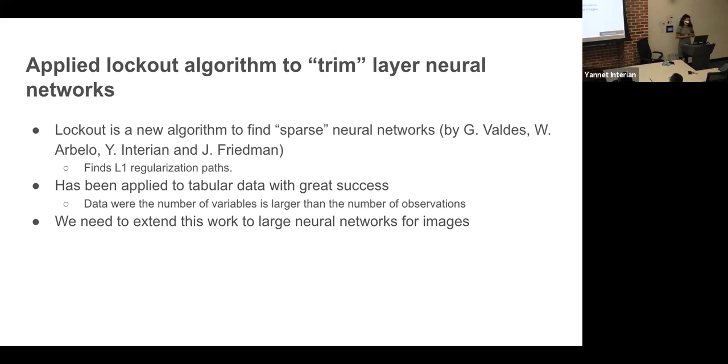And now what we want to do is apply this to larger neural networks for images. So we would like to understand how well this will work. If any of you have worked with lasso or lasso path, this algorithm is like a lasso path for neural networks. So you can have an arbitrary number of penalizations. So basically that's one of the ideas we have. We also have some other ideas, but this is one of them.